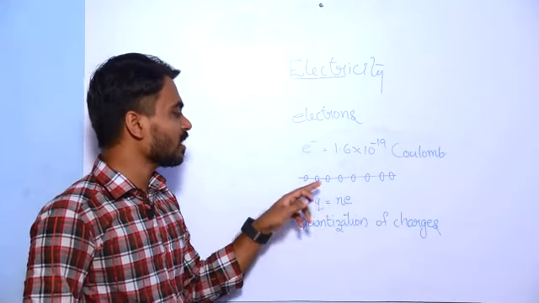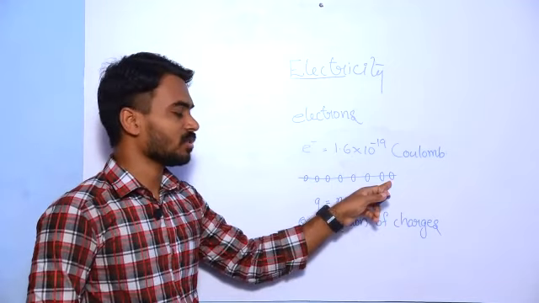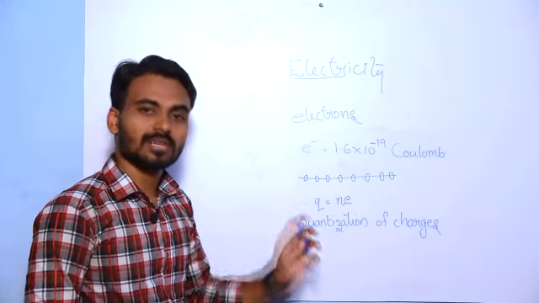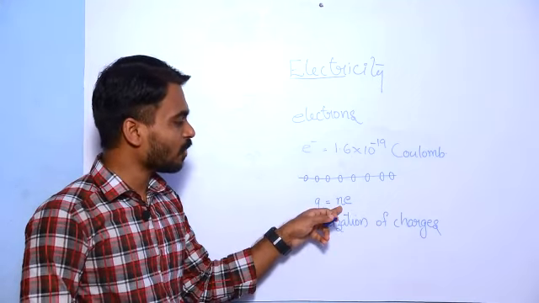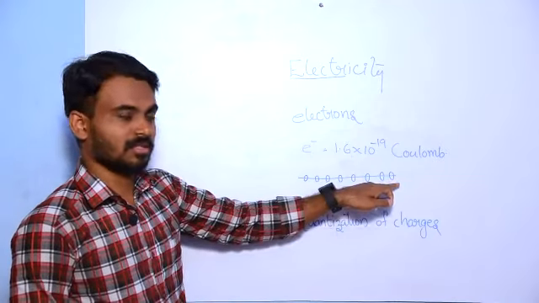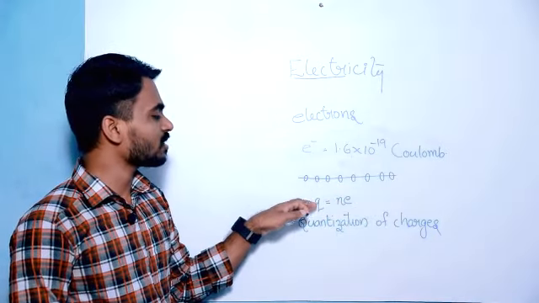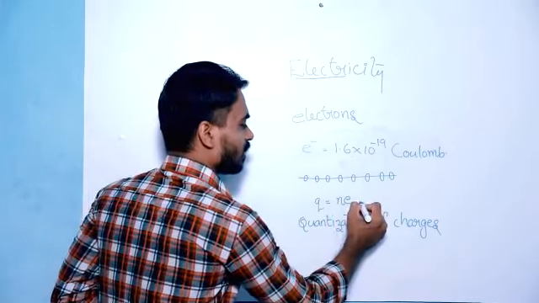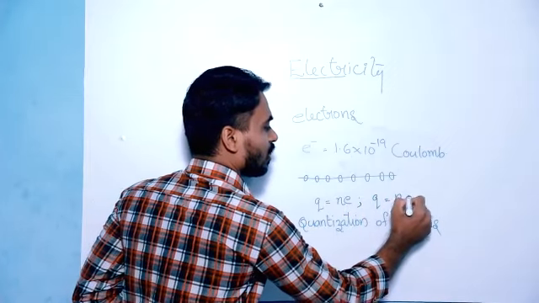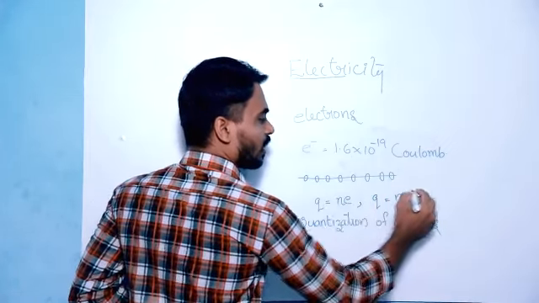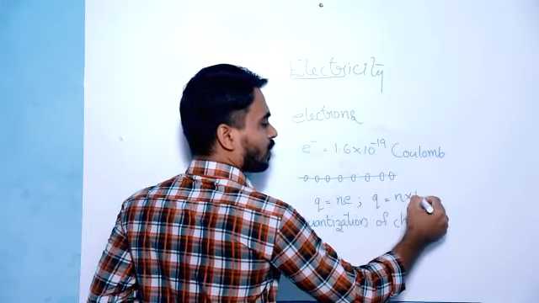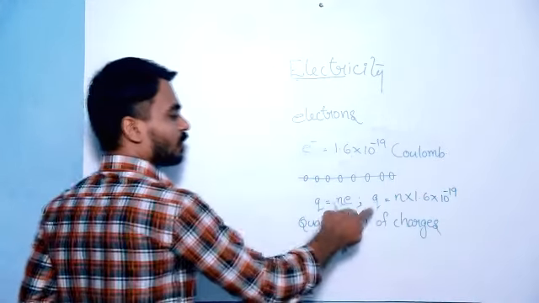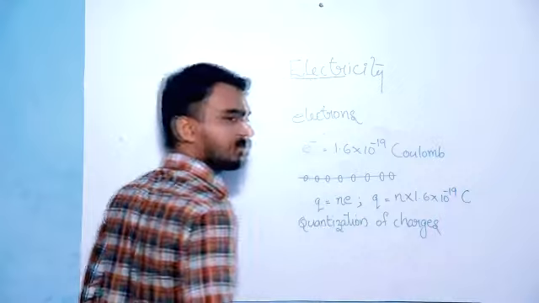Quantization of charge is defined as: the total charge in a conductor is equal to an integral multiple of an individual charge. That means if n number of electrons are flowing through this conductor, then the total charge Q is equal to N into e, where the charge of one electron is 1.6 into 10 raised to minus 19, and the unit of charge is coulomb.